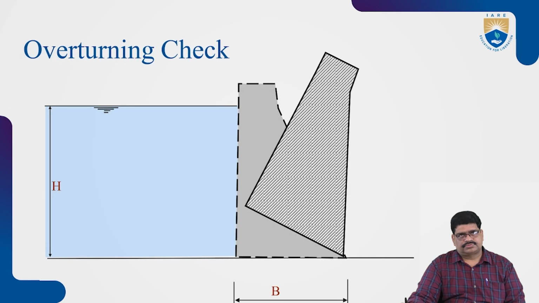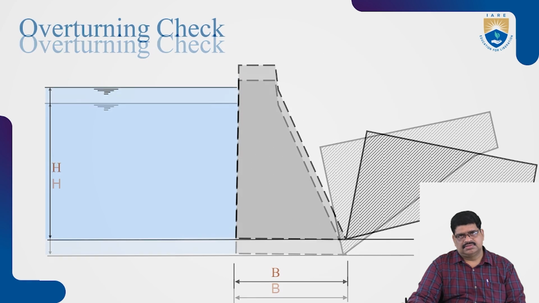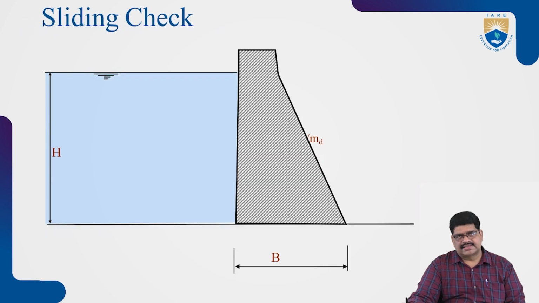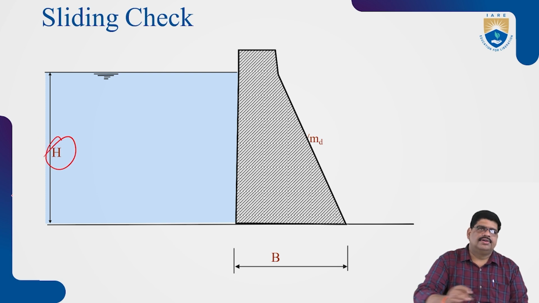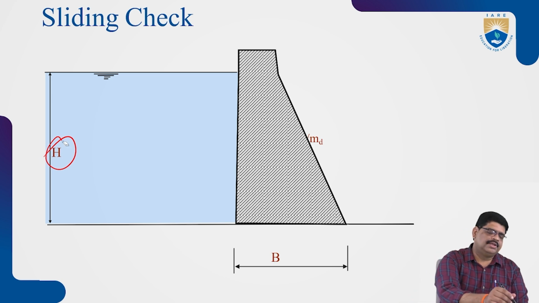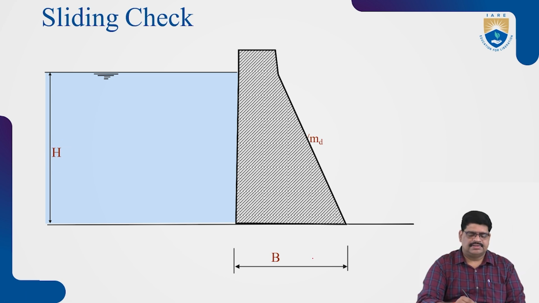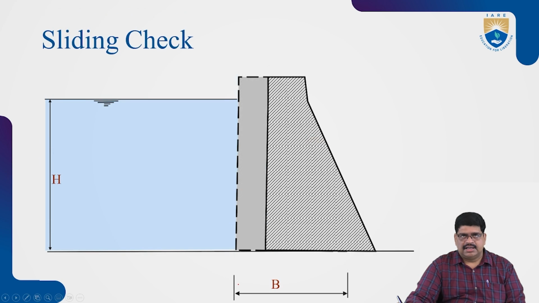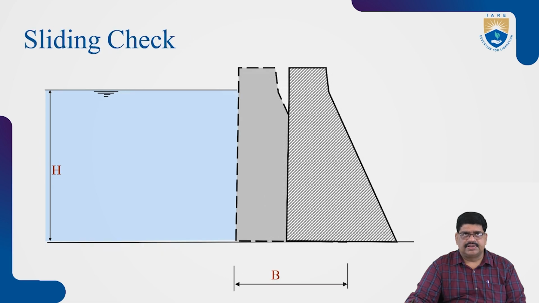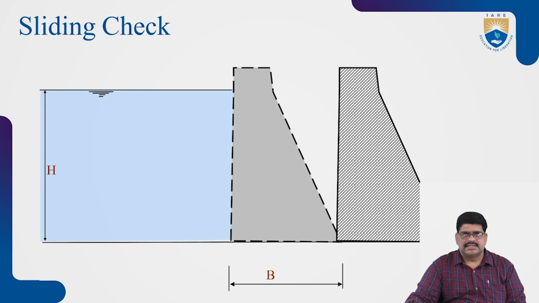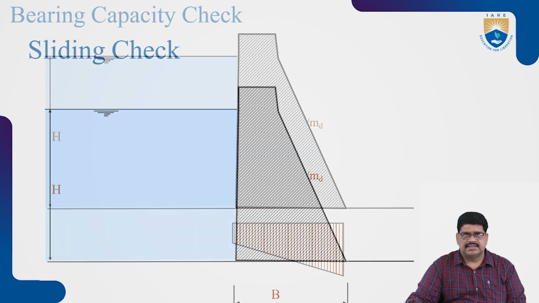Next, sliding. Let us see the sliding effect. Here H is the height of the water and B is the base width, as we know very well. It can slowly move from one portion to another along the side, and sliding will occur. Let us see that. The sliding will happen here. Let us see sliding and another sliding check.